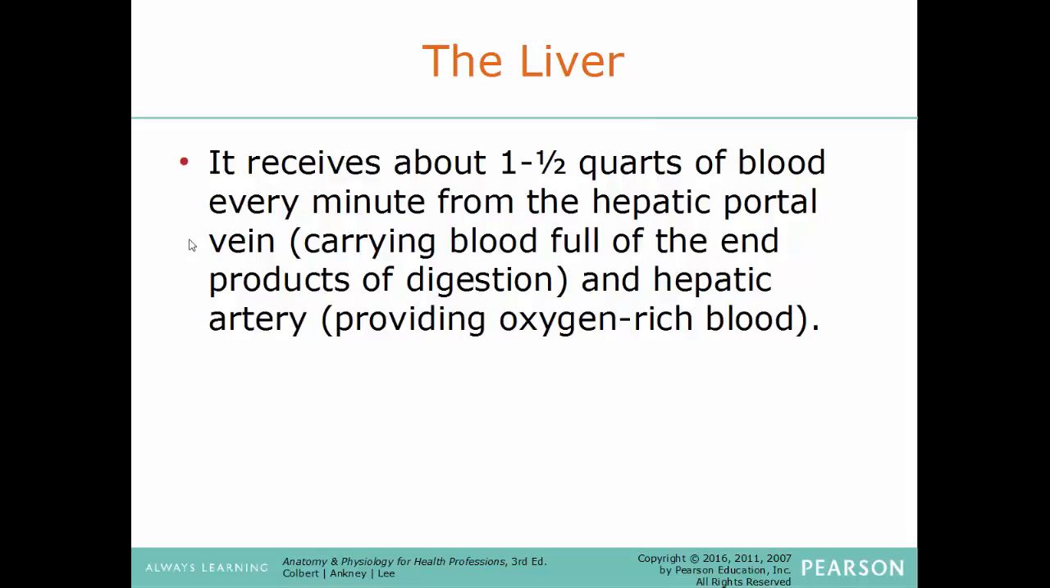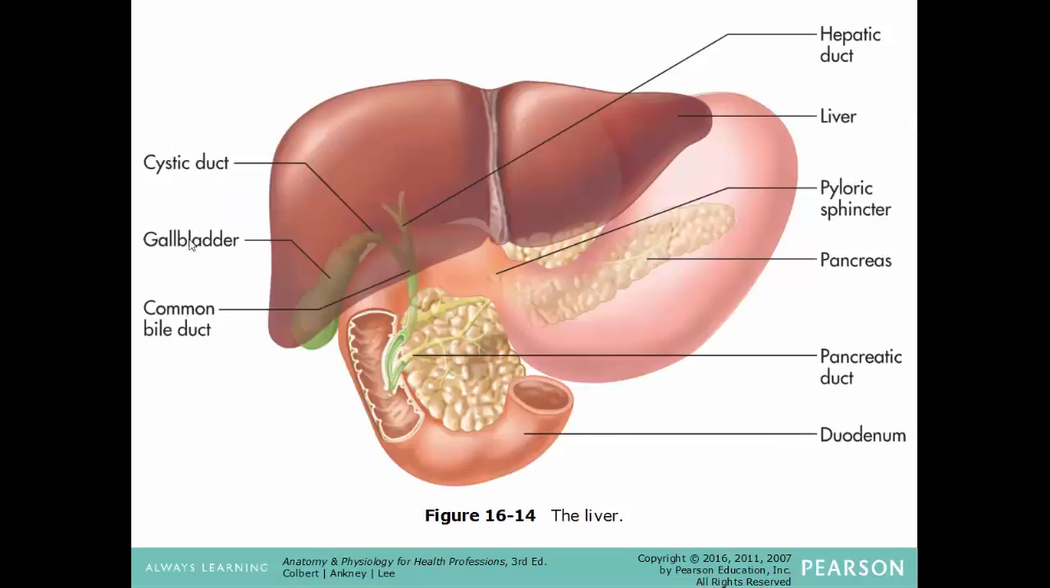Now the liver will receive about 1.5 quarts of blood every minute, either from the hepatic artery, which will provide oxygen-rich blood, or also from the hepatic portal vein. So blood that is returning from the intestines before it goes to the heart in a normal cardiovascular system will stop by the liver first to be filtered again. All right, here's an illustration of the liver. You have the two lobes here, the gallbladder found underneath it, the common bile duct, the cystic duct.